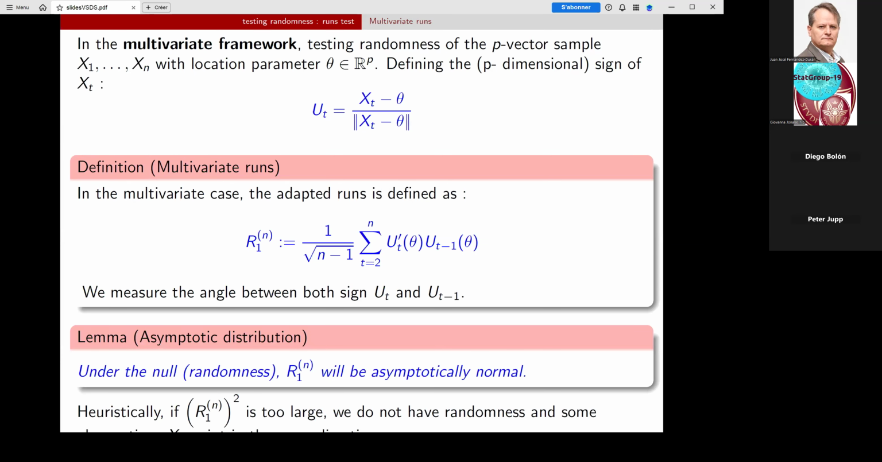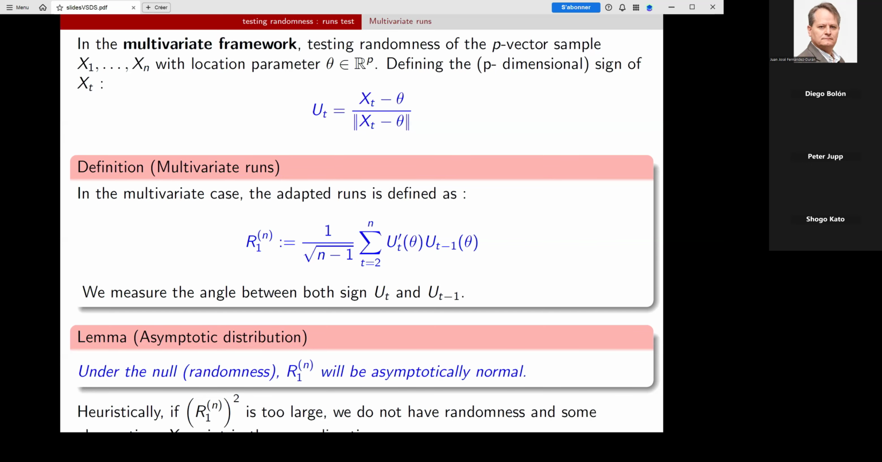And again, you will have the asymptotic normality of this statistic. So you can construct a test for randomness. And the idea is, if you are looking at the angle between ut and ut minus one, you will not have randomness if the square of this statistic is too large. Because in this case, it means that you are counting in one direction. Okay, so you are not random.